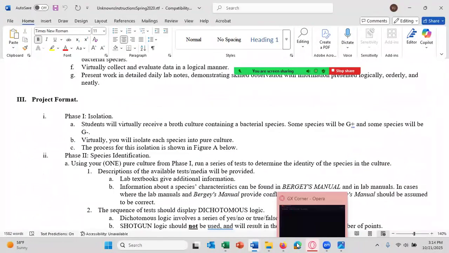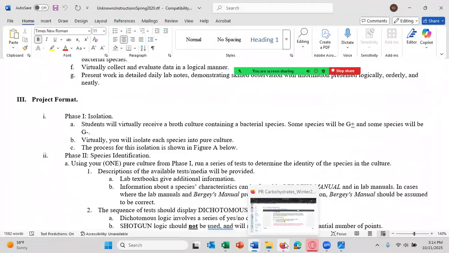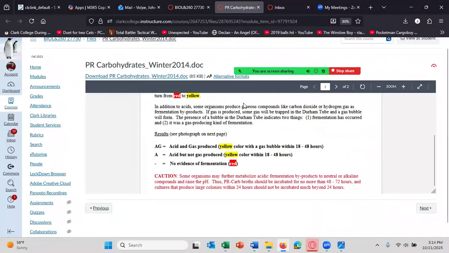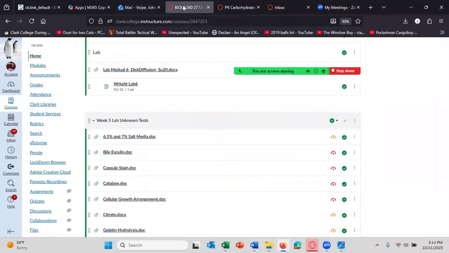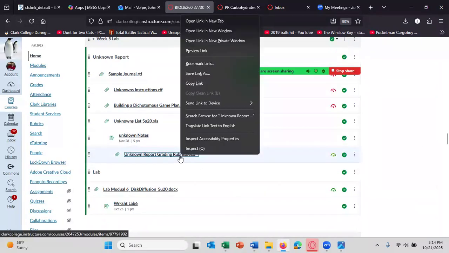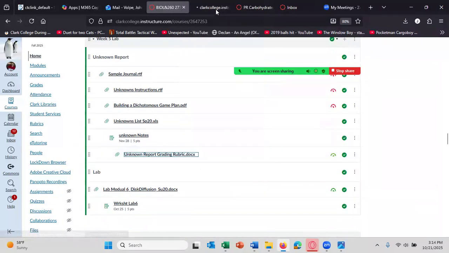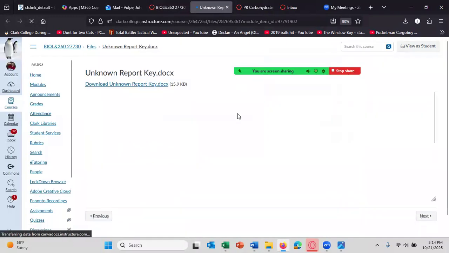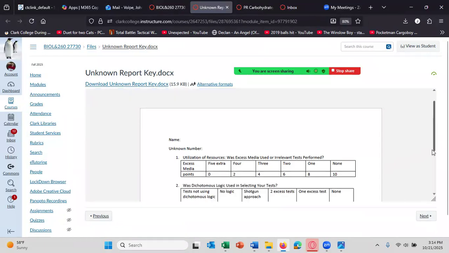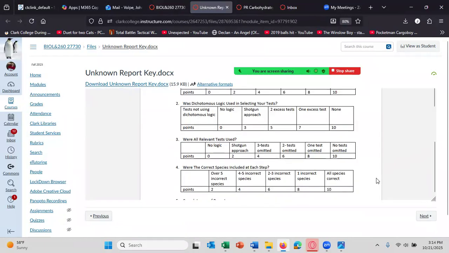Someplace I've got the grading. Let me look up. I must have it online. Why don't I have it? That's a good question. There it is. And I should download it so I get it.